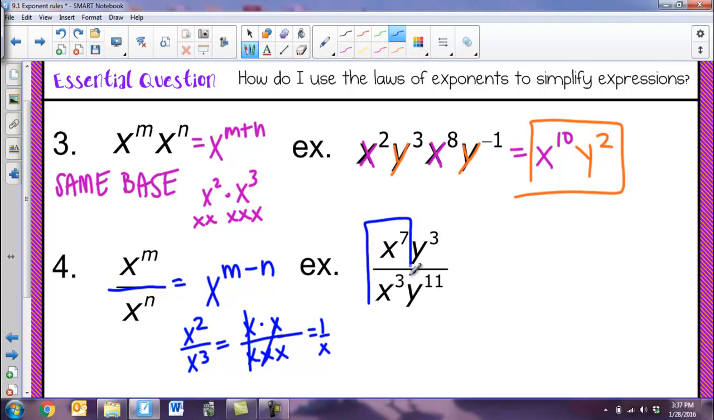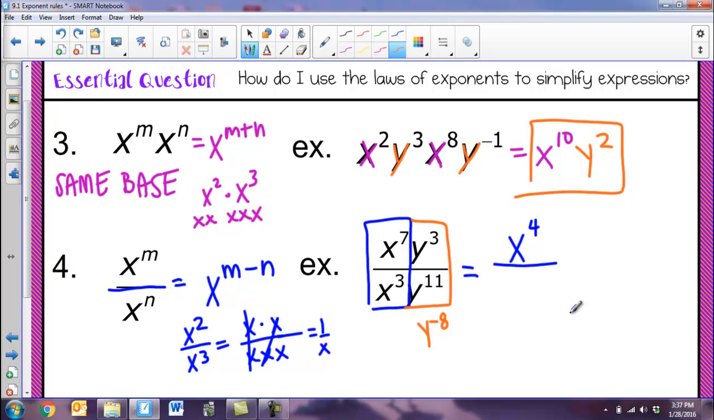So if I do this example over here, again, you can only take your same bases, so I'm going to deal with these guys first. So I have x to the 7 over x to the 3. That means I would have 4 x's left over, and they'd be in the top. They'd have a positive exponent. Similarly, if I took these second things over here, y to the third and y to the 11th, if I subtract those exponents, I would get y to the negative 8.